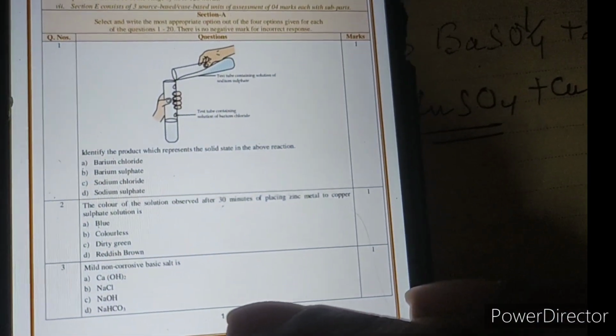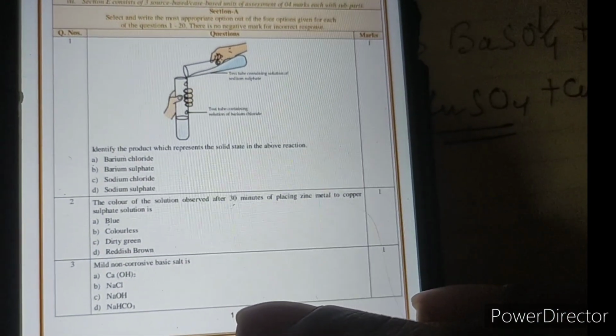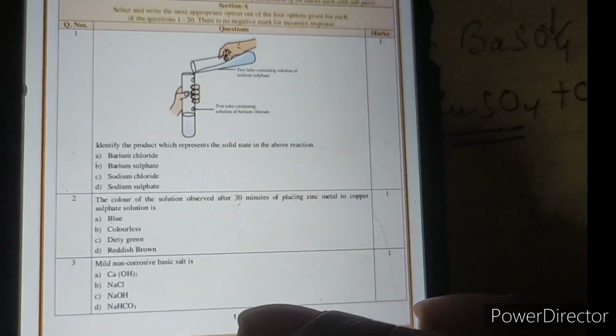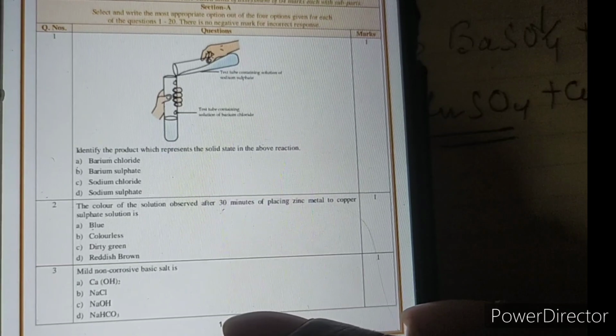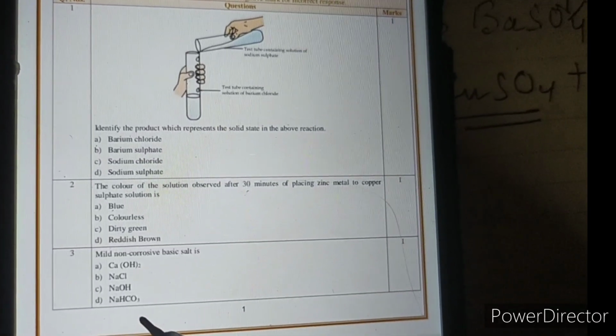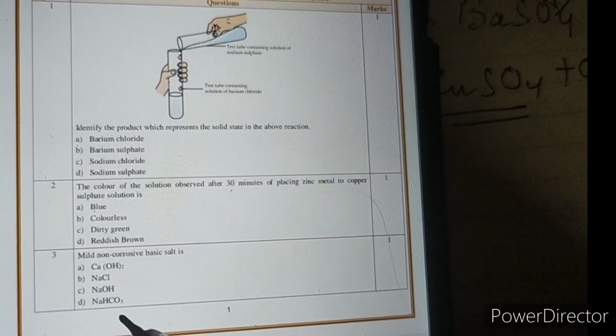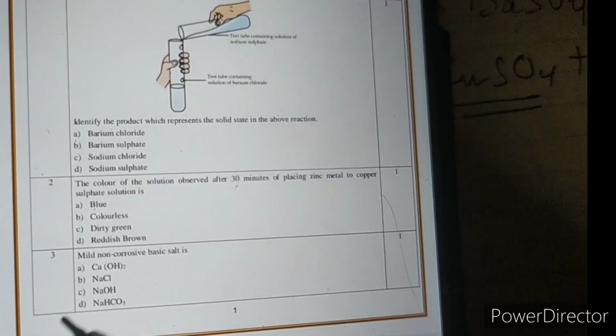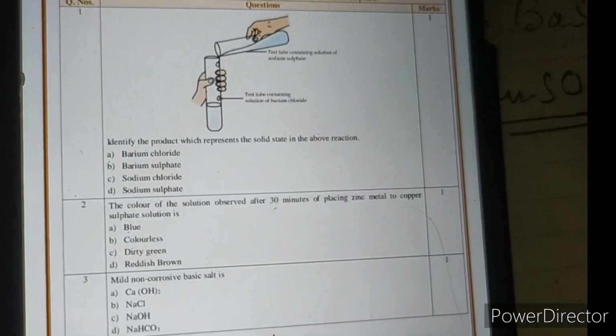Mild non-corrosive basic salt is, let's check one by one. Calcium hydroxide is a base, NaCl is a non-corrosive salt and it is a normal salt, NaOH is again a base, and sodium bicarbonate is a basic salt, a non-corrosive mild basic salt. Okay, so the answer is sodium bicarbonate.